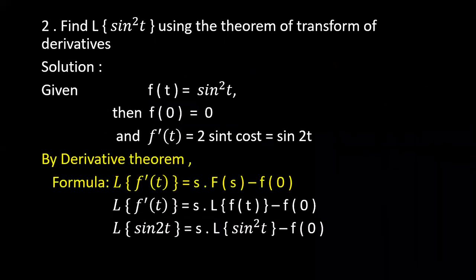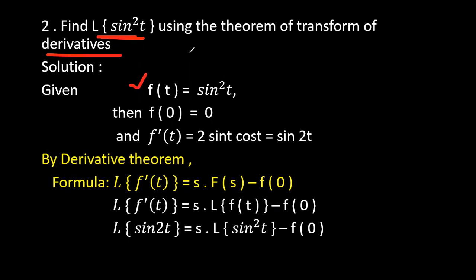So what is the second problem here? Find the Laplace transform of sine square t using the theorem of transform of the derivatives. Again, we are going to use the derivative method to get the Laplace transform of sine square t. Whatever function is given, you have to consider this as f of t. So f of t is equal to sine square t.